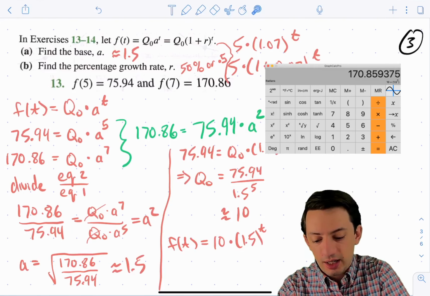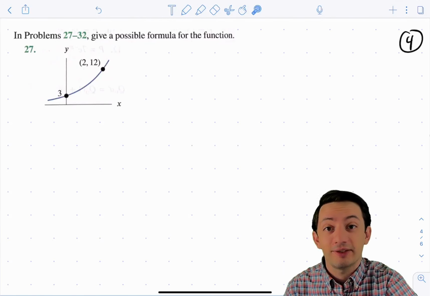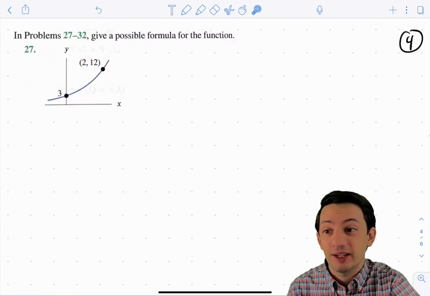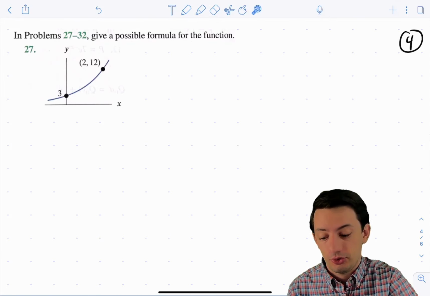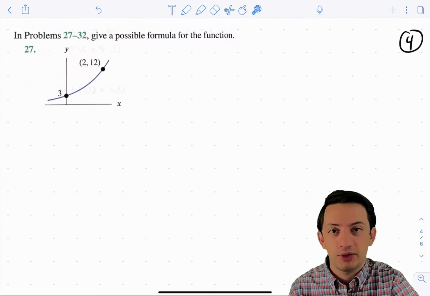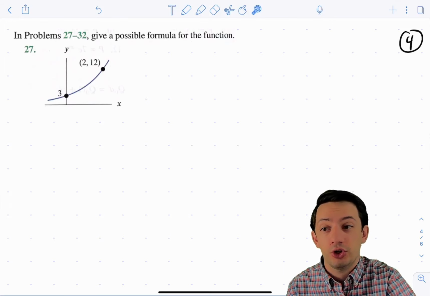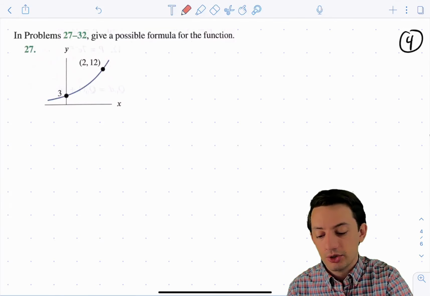Moving on now, let's go to the next problem. This one's a little bit more conceptual. It's the same kind of idea, but they didn't give us exact numbers. Well, they kind of did. We'll see. So here's a graph, and it says give a possible formula for the function. Now, they did not tell you that this is the graph of exponential growth, but they want you to recognize that it kind of has that shape. And since we're in the section on exponential growth, that's a reasonable assumption. We don't know it for sure. This could be any kind of wacky function, but we're going to assume exponential growth.